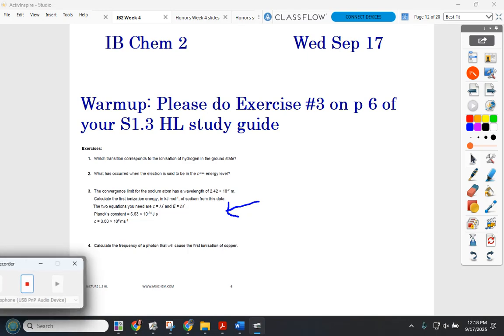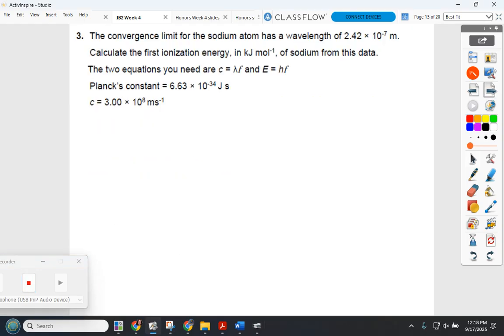Some of you have made it all the way to the end of this. Some of you are somewhere in the path, but Luke is going to show us how to solve this problem.